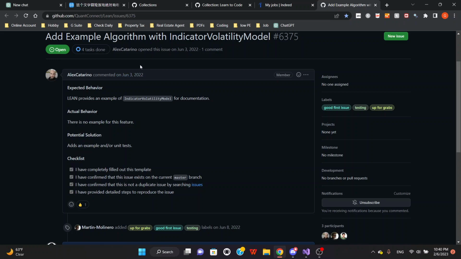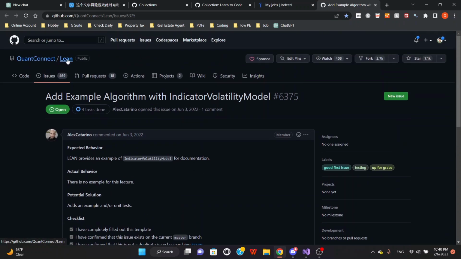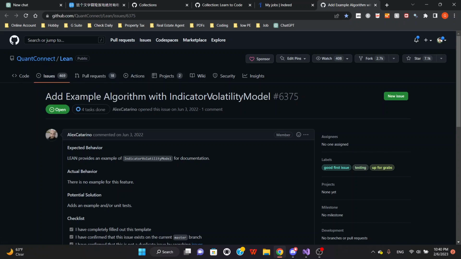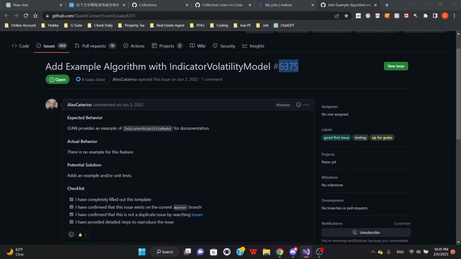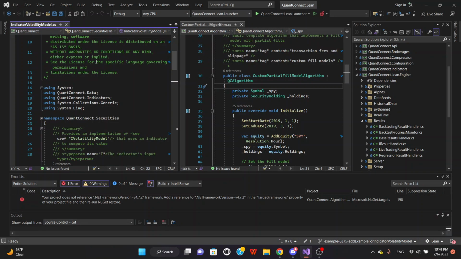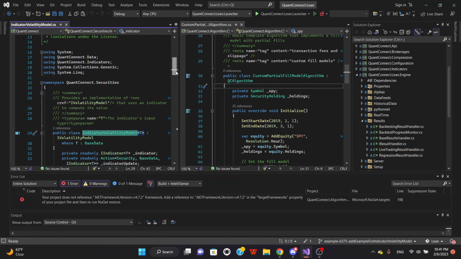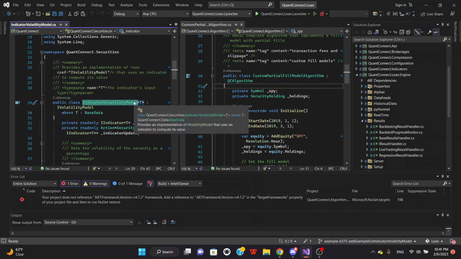I have been trying to work on an open source project called Lean with a company called QuantConnect. And this is an issue that I have been stuck on for a few weeks: add example algorithm with indicator volatility model, issue number 6375. So naturally, when I saw that the issue is about this model, I searched for it and found the model. Then I started digging and found all the code that's related to the model, so that I can understand what's going on.